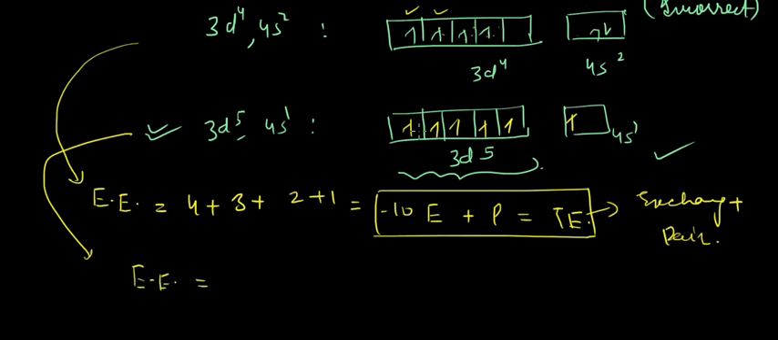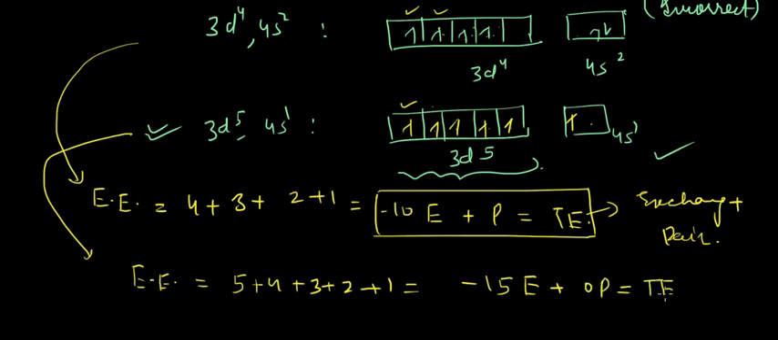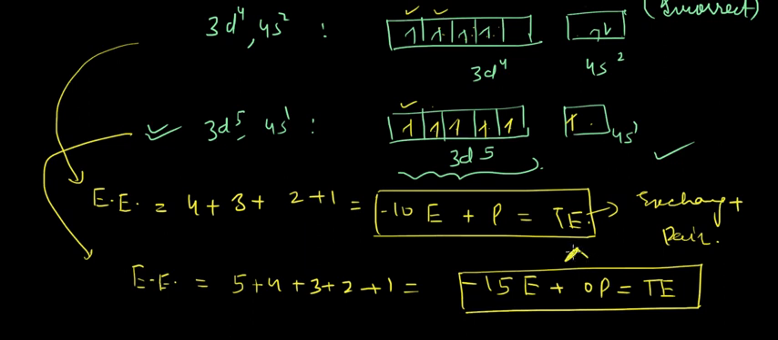And for this case, let's actually see for exchange energy. Exchange energy would be 1 2 3 4 5. Okay, so for this it would be 5 plus 4 plus 3 plus 2 plus 1, that would be minus 15 E. And how many pairing energy? 0 pairing energy. So obviously the total energy, which is exchange plus pair, is greater for this one, the second configuration, hence this would be preferred.